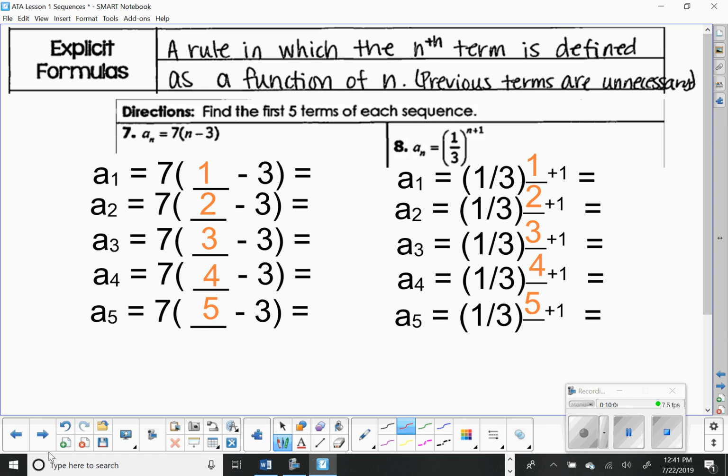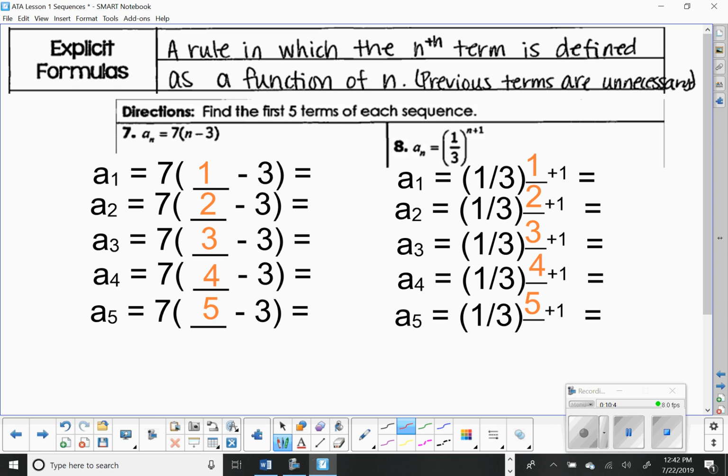Now we're going to look at explicit formulas. An explicit formula is a rule in which the nth term is defined as a function of n. Previous terms are unnecessary. That means if I want to know a sub 1278, all I need to know is that I want 1278. I don't need to know the 1277th term. So notice my formula. In the formula, there's no a sub n minus 1 or a sub n plus 1. It's just based on n. And I don't have to give a sub 1, because a sub 1, I just plug the 1 in. I plug the 2 in, the 3 in, the 4 in, the 5 in.